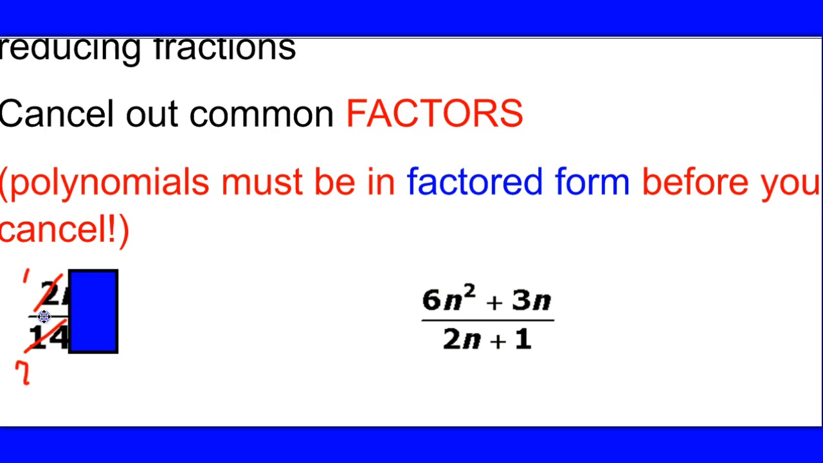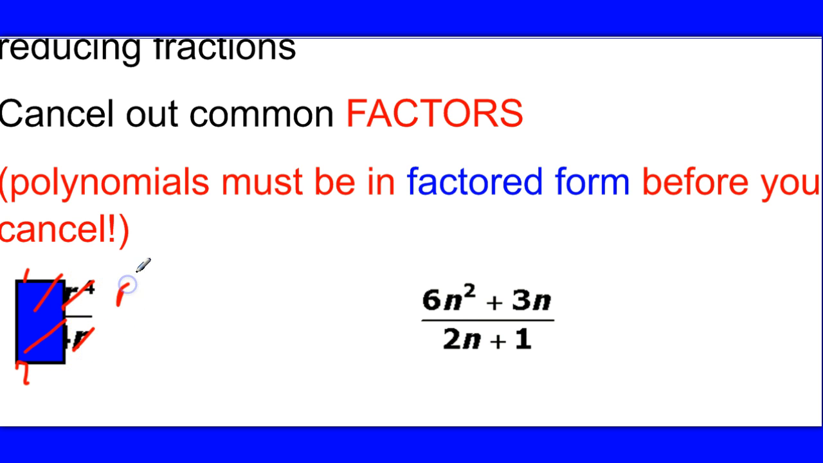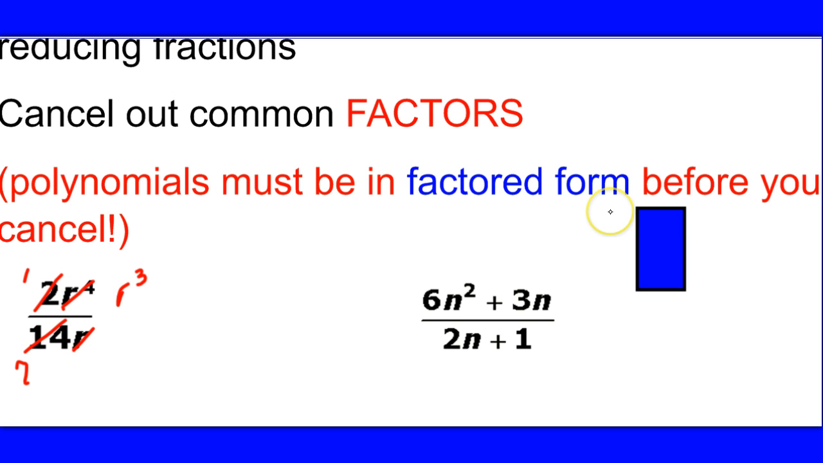Now take a look at the variable part. R to the 4th divided by R. This R will cancel here and leave me R cubed. So what do we have left when we're finished? We have an R cubed over a 7. And there it is, reduced.